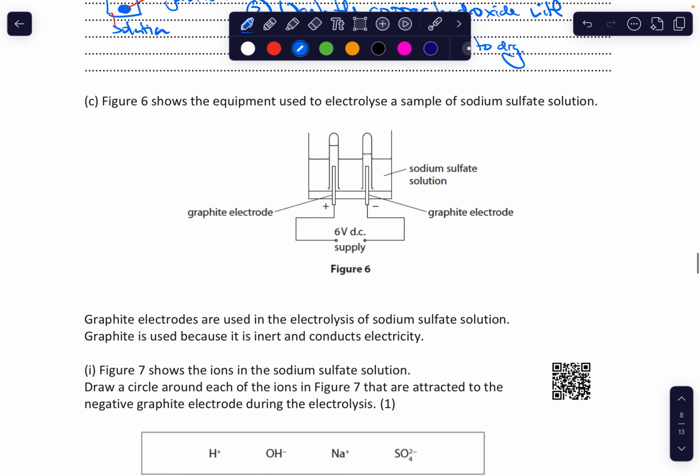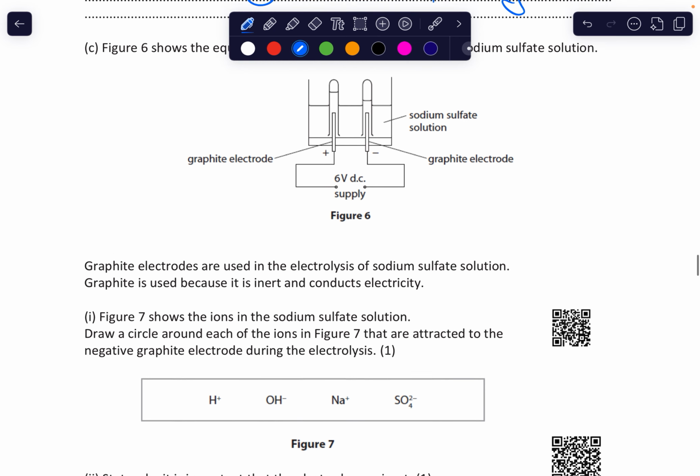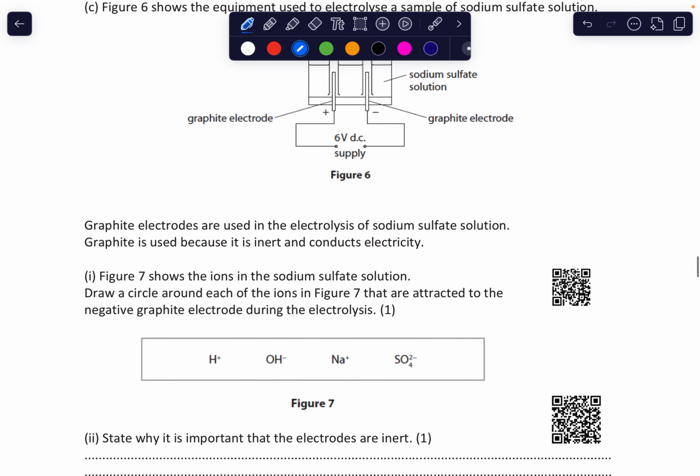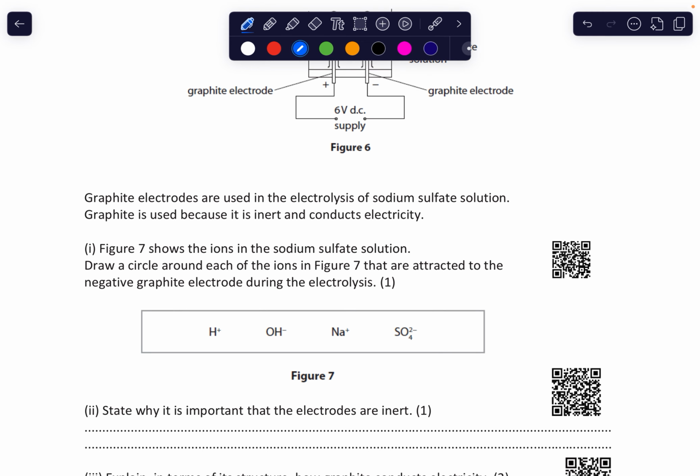Okay, next little bit, we've got electrolysis set up for sodium sulfate. Graphite electrodes are being used. Figure 7 shows the ions in sodium sulfate solution. Draw and circle the ions that are attracted to the negative graphite electrode. So if you remember, the rule in chemistry is opposites attract. So if I've got a negative electrode, it's going to attract the positive ions. So the ones that it will attract are the hydrogen and the sodium ions.